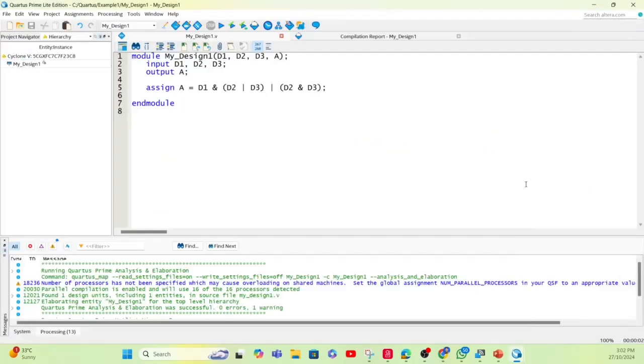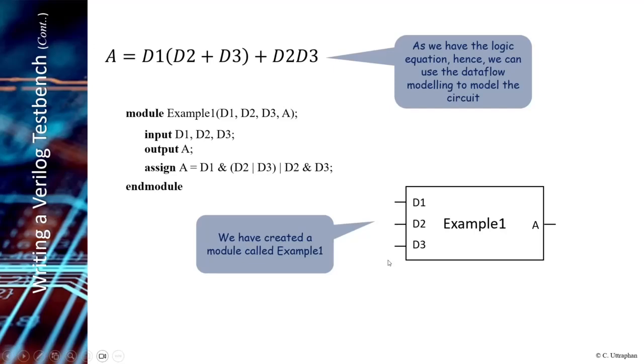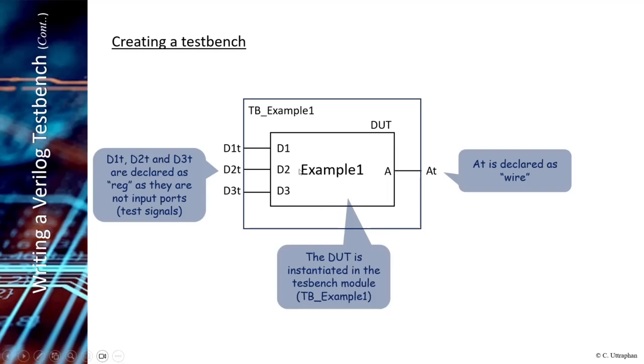So to write the test code, what you need to do is create a test bench. Okay, so what is a test bench? Test bench is this. If this is our design, so our module will be this. Let's call this my design 1, in our case. So our module now has 3 inputs, 1 output. Now what we need to do is put this design into what we call a test bench. So this is a test bench, right?